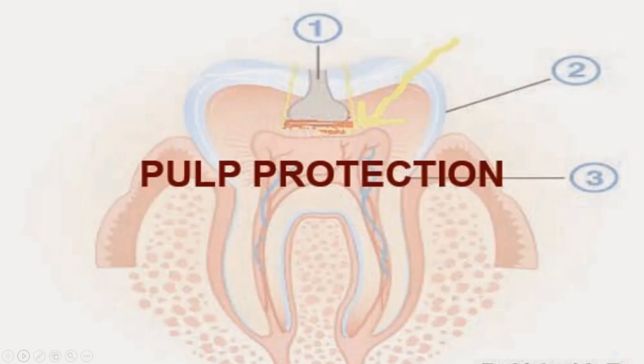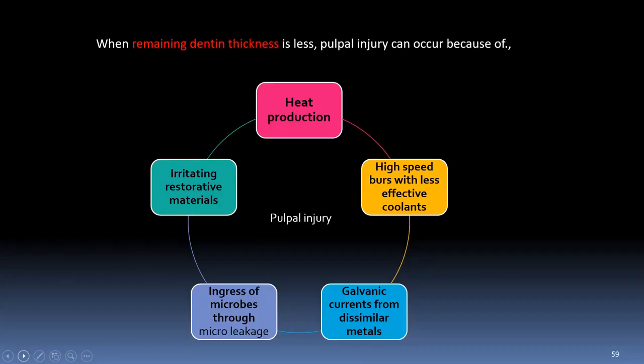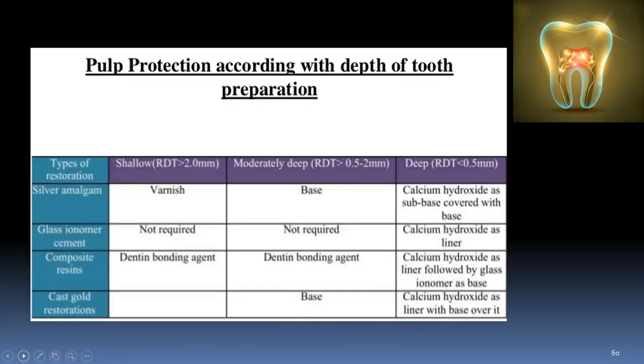Next comes pulp protection. We know that during tooth preparation, due to instrumentation or not using a coolant, heat may be generated, and this can affect the pulp. When the remaining dentin thickness is less, pulpal injury can occur because of heat production, irritating restorative materials, a high-speed bur with less effective coolant, ingress of microorganisms through microleakage of the restoration, or galvanic current from dissimilar materials. While placing two different types of metal, such as amalgam or gold, galvanic currents can be produced. So pulp protection should be done according to the depth of the tooth preparation.